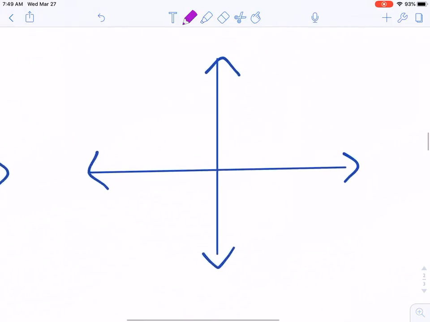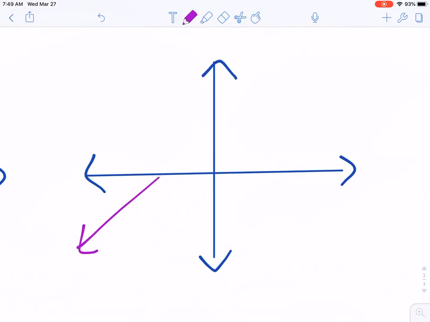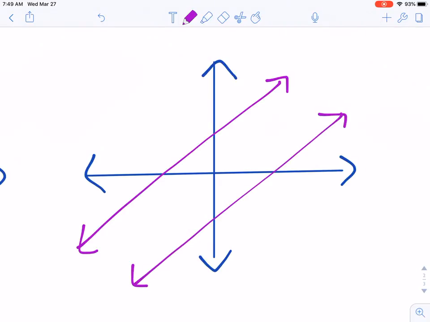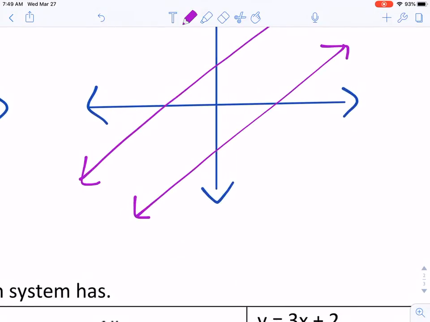The other option, the second option, we saw at the end of yesterday, we went and graphed one line, and then we went to graph the other one, and we found out they never intersect because they're parallel, meaning there's no solution.